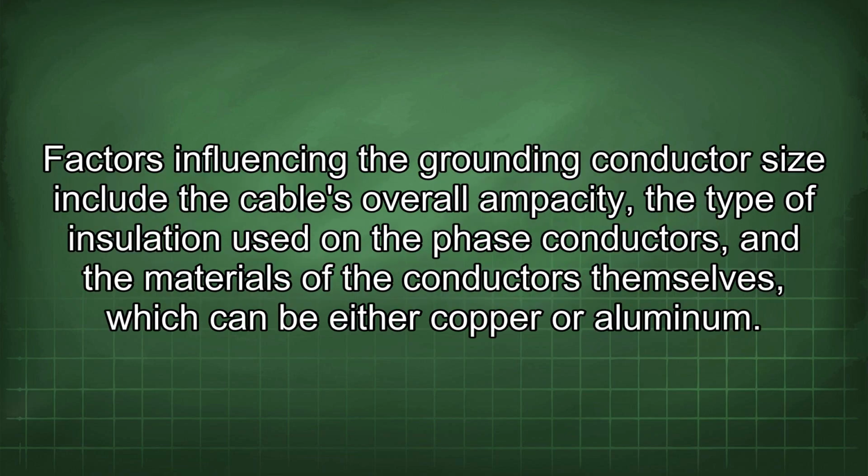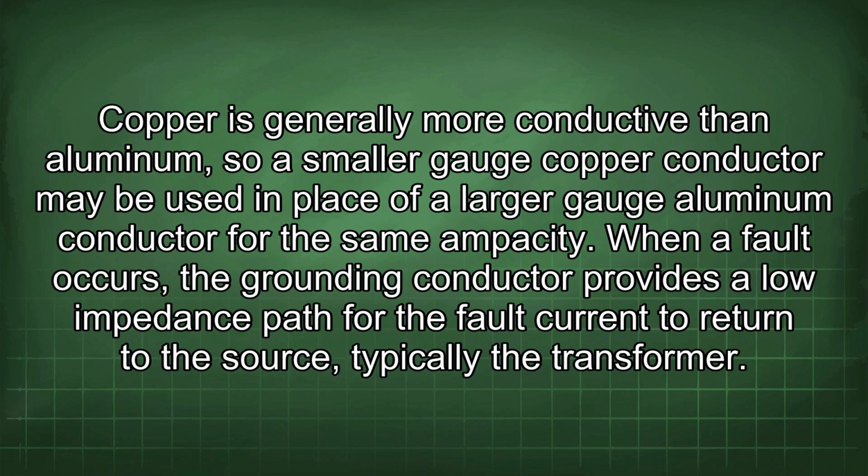Factors influencing the grounding conductor size include the cable's overall ampacity, the type of insulation used on the phase conductors, and the materials of the conductors themselves, which can be either copper or aluminum. Copper is generally more conductive than aluminum, so a smaller gauge copper conductor may be used in place of a larger gauge aluminum conductor for the same ampacity.